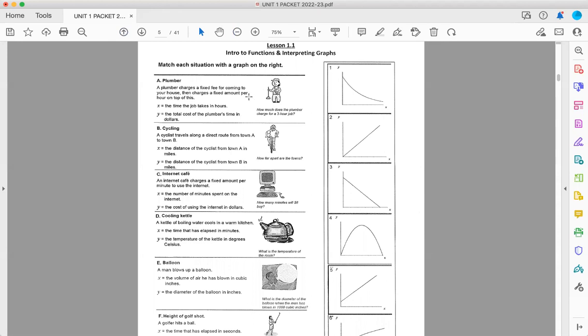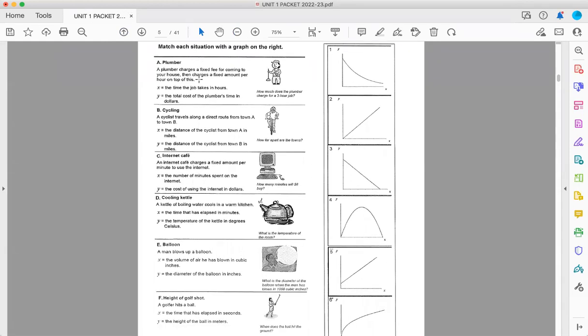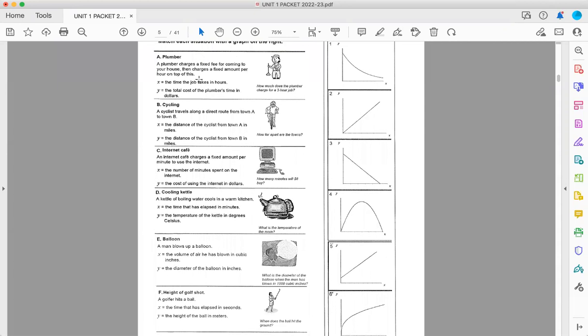The question here, however, is not asking to write an equation. It's asking us to match the scenario with the graph. So which graph goes with which scenario? Because we have a plumber who's charging a fixed fee and then a specific fixed rate, that automatically tells us we're using a linear equation. That's what linear graphs are known for, their slope, which is the rate of change, which is constant. It's a fixed number. So automatically, we know it's either option 2, option 5, or option 3. Those are the only linear ones.